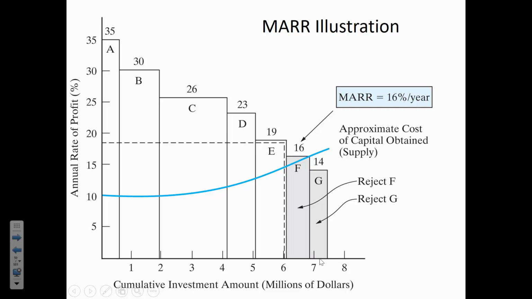You can see project B is a little less lucrative. It's still a pretty good project. I'd love to have an investment opportunity that paid me 30%, but since it's lower than 35, it's second priority. And so on and so forth. And so they're ordered in terms of highest return on the left, lowest return on the right.